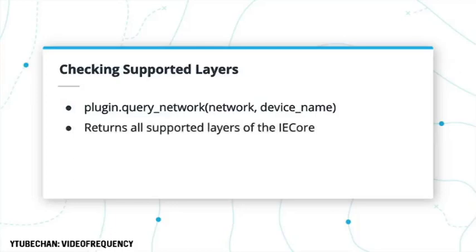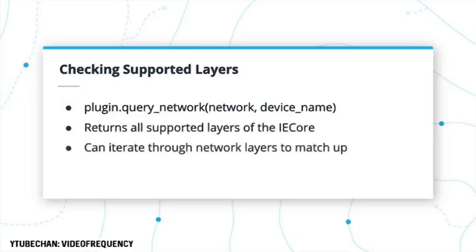This is going to return a list of layers the inference engine supports. You can then iterate through the layers in the IE network you created and check whether they're in that supported layers list. So what happens if a layer wasn't supported? That's where the CPU extension comes in.